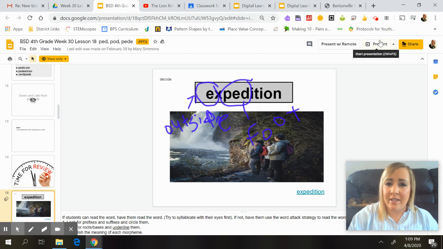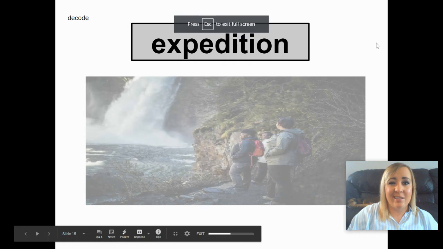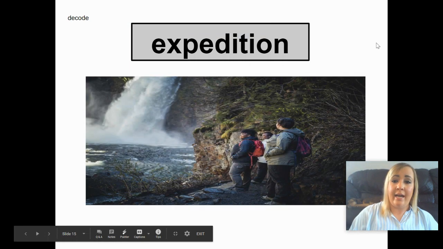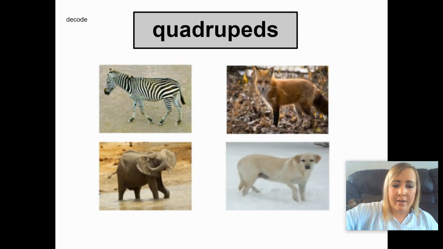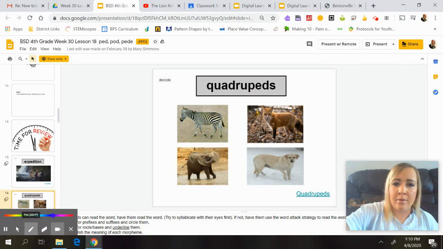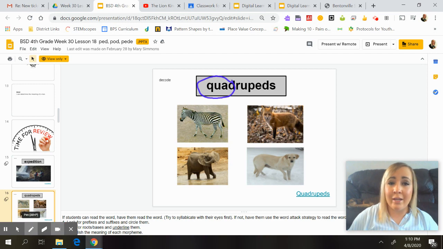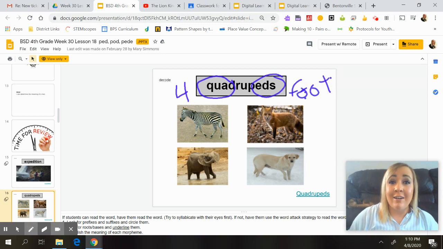So if you're thinking about that, we remember expedition meaning outside and foot. So exploration on foot, that's outside. Quadrupeds. Now, if I was thinking about quadrupeds, here we go. Remember, we've already talked about quad before, and we know quad means 4, and you know ped means foot. So quadruped meaning something that has 4 feet.